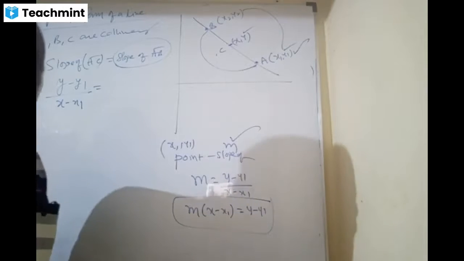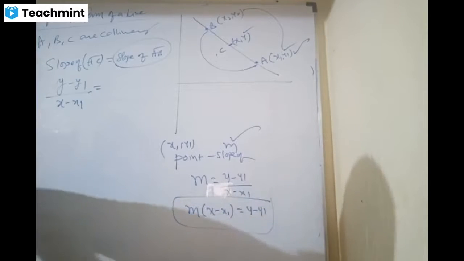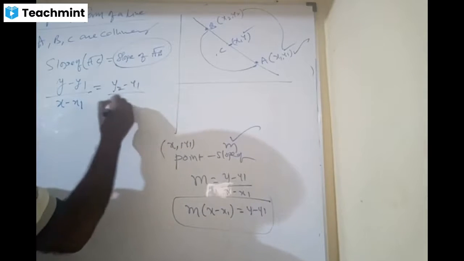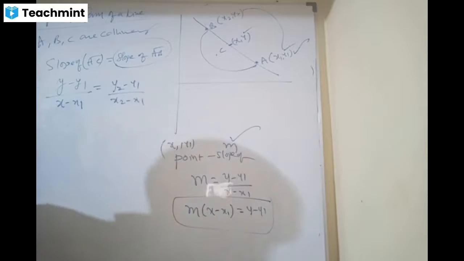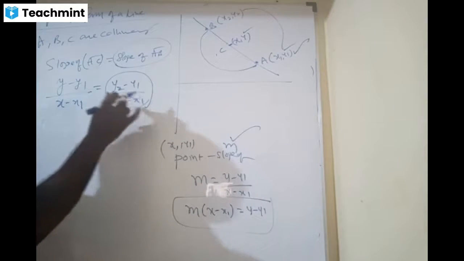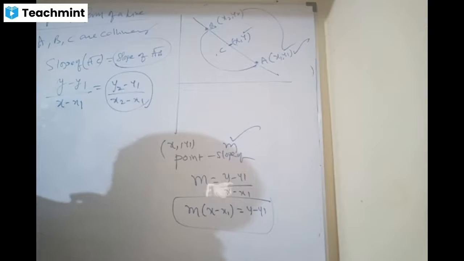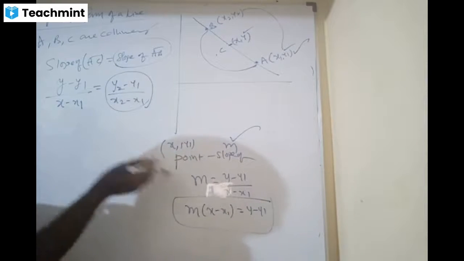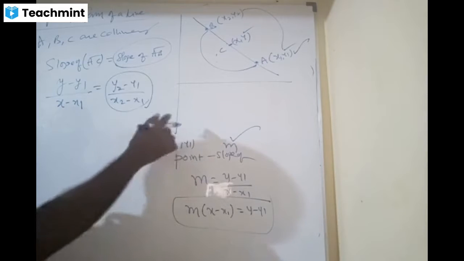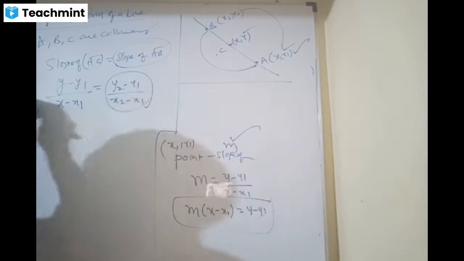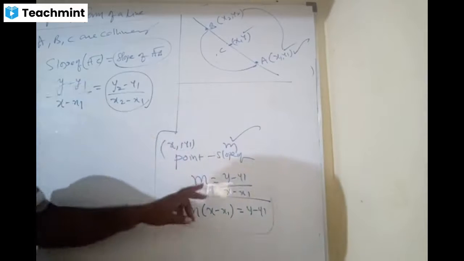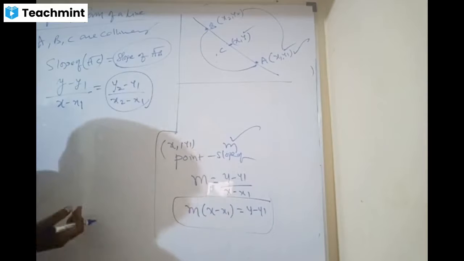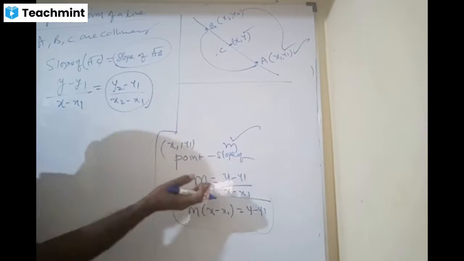Y1 minus y2 by x1 minus x2, or y2 minus y1 by x2 minus x1, dear. What do you call this one now? M, sir. The same case. Here, M we are writing differently. It's the 2-point form. Can I replace this with M? Won't that become this only?